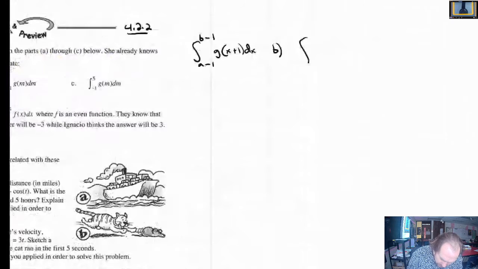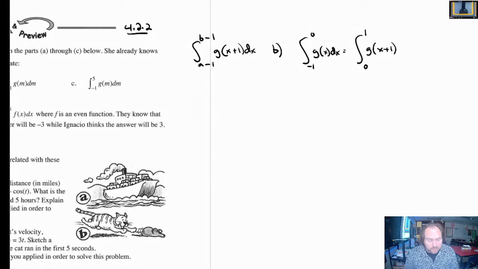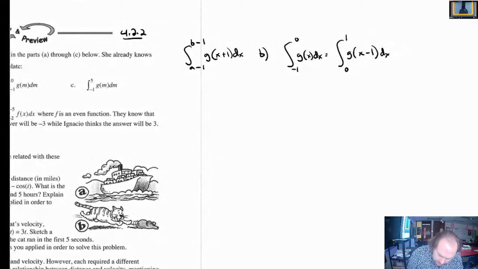The integral from negative 1 to 0 of g of x dx is going to equal the integral from 0 to 1 of g of x plus 1, like that. We're going back in time. Actually, no, it's going to be x minus 1 because we are adding 1 to those things like that. So we're going to slide everything to the right, basically sliding everything one step to the right. So what we're going to do here is plug 1 into our area function, but we're going to have to do an x plus 1.